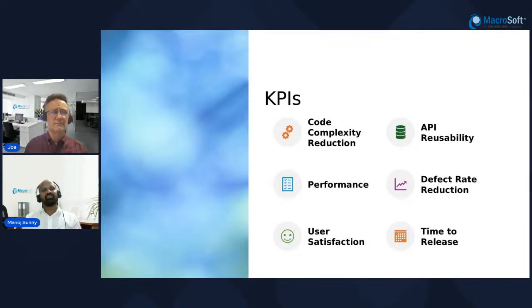User satisfaction is equally important as the previous ones. We run NPS surveys and collect direct feedback to understand how users are feeling about the new experience. We also want to check the time to release. And finally, we look at how quickly we can roll out the new features after the migration. The goal is always to speed up delivery without compromising stability.